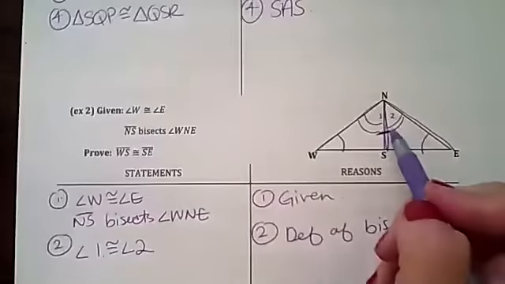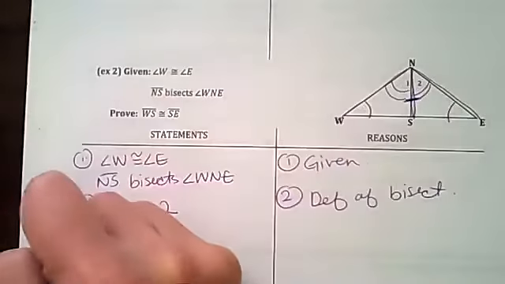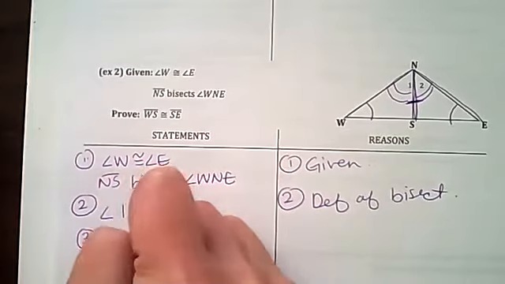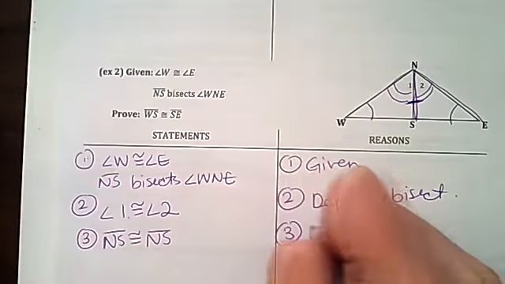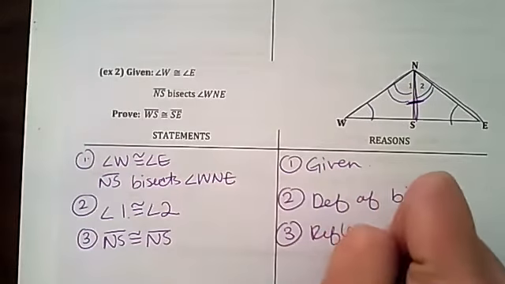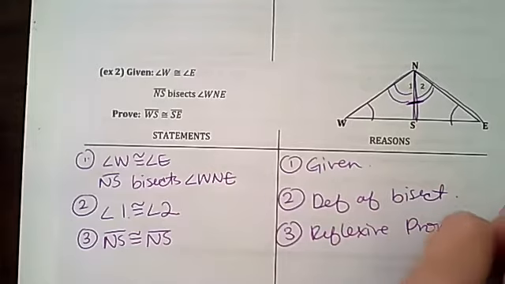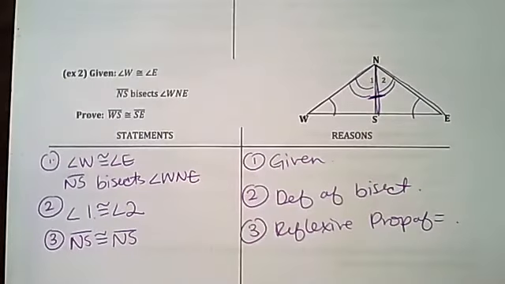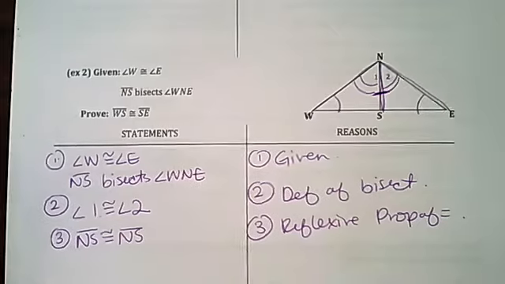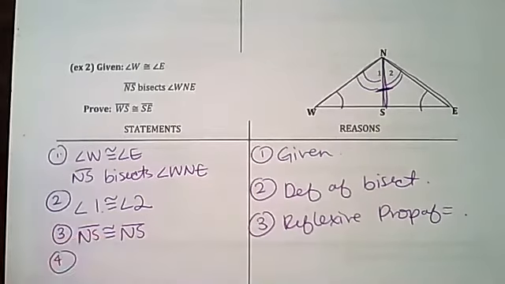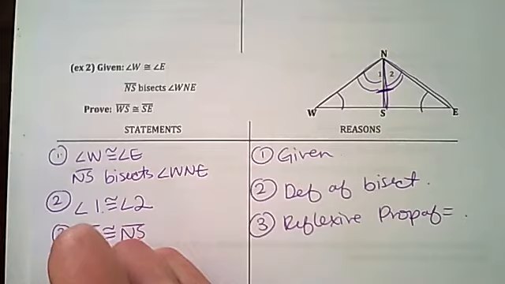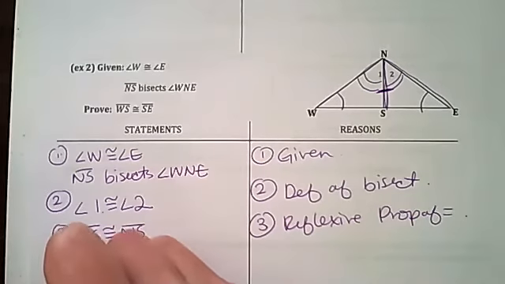Okay, so we marked NS as congruent to NS. So we have to say that segment NS is congruent to segment NS, and that's reflexive property of equality. Okay, now do we see we have enough to say the triangles are congruent? What would the triangles be congruent by? Anyone? What's marked?